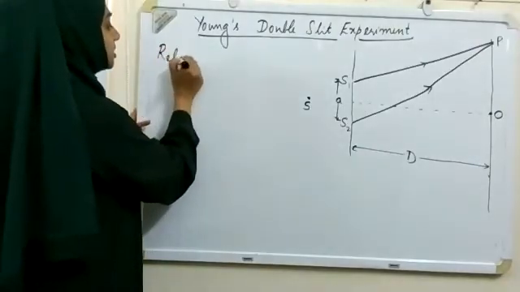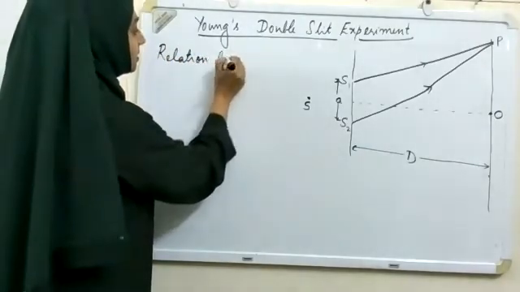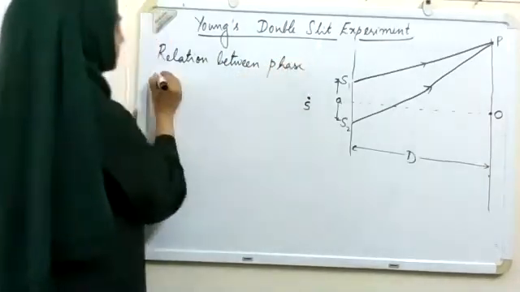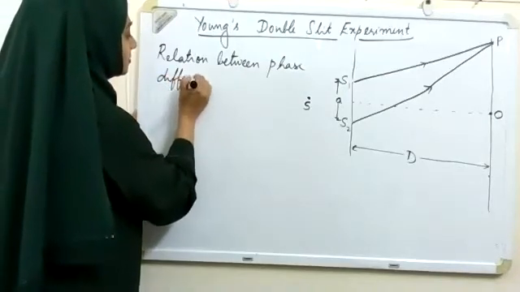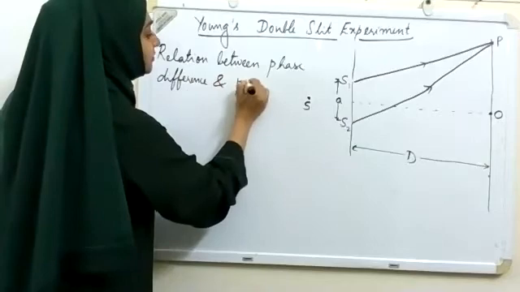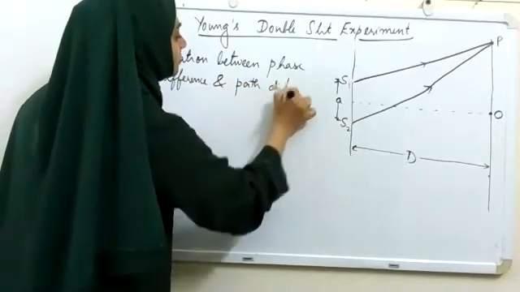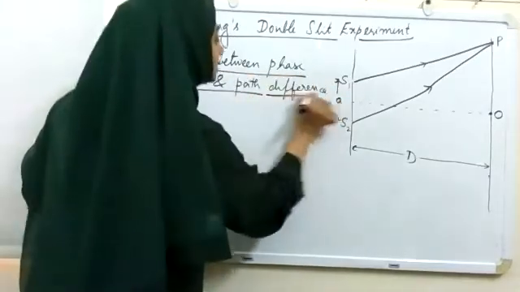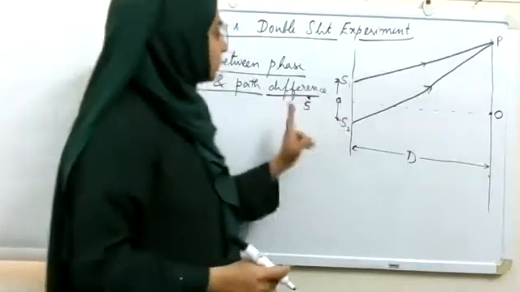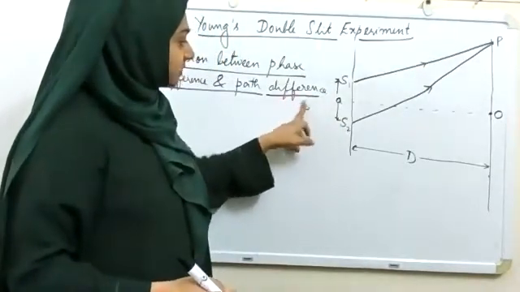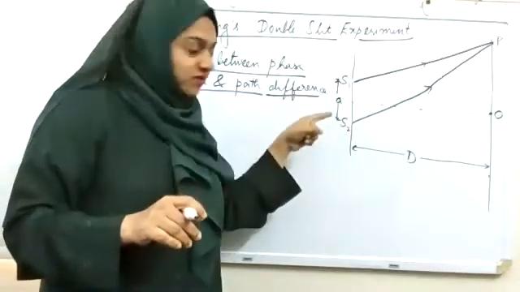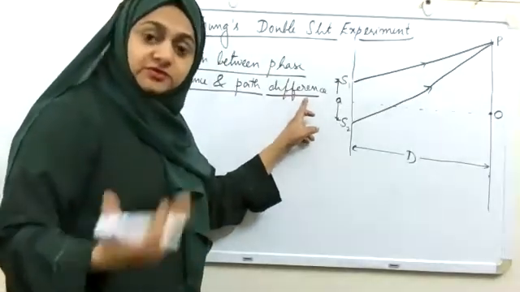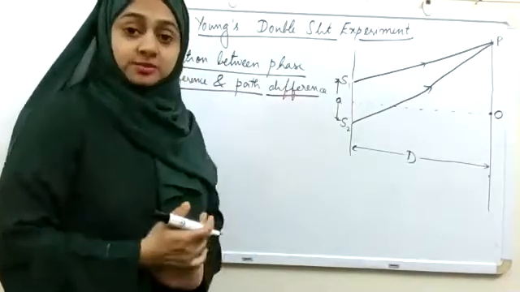Relation between phase difference and path difference. What is path difference? That is the difference between the distances traveled by these two sources of light. Let me rub this S. You assume that there is a source of light which is divided into two. We may not need this S for our further derivation, so I have rubbed that part.